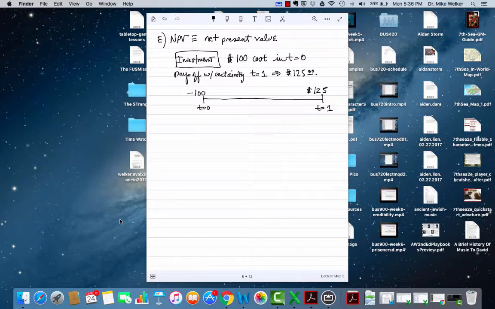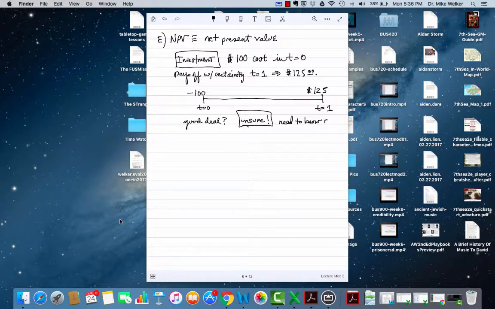So the issue is, do you like this? Is this a good deal? You can't tell yet. Knowing whether it's a good deal or not depends on R. We need to know the value of R, the interest rate.